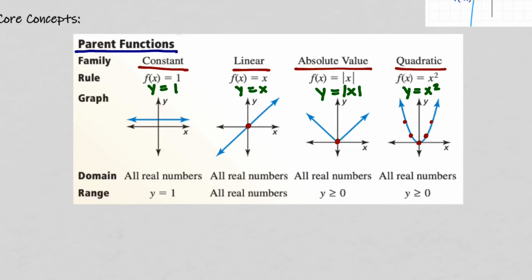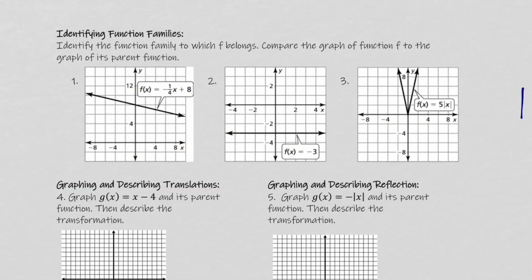So then I'm going to jump and I'm going to look at the examples 1 through 3. And this is just identifying function families, okay? You just have to identify the function family to which it belongs and compare it to its parent function. So the parent functions I just showed, well, we look at number 1. It is not a constant, because constant and linear are both straight lines. So it's not a constant because it's not just f of x equals a number. It actually has a slope and a y-intercept, so I know this has to be linear.